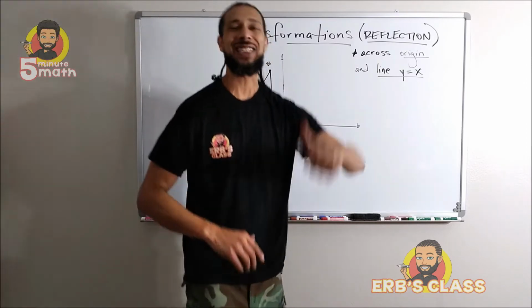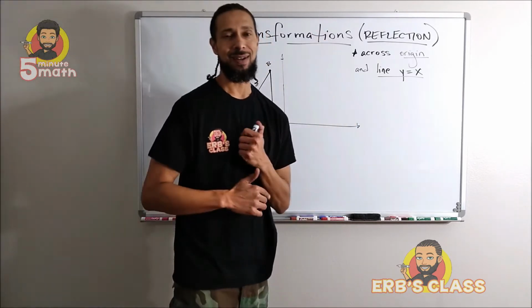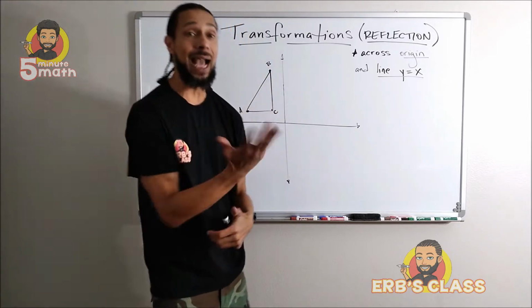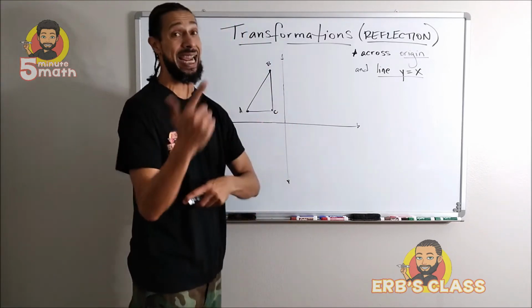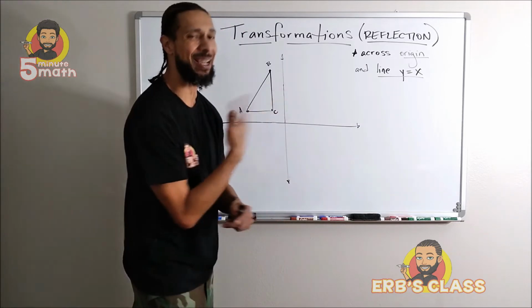Good. So I can show you some more about these reflections. Now, last time we talked about reflecting across axes. This time we're talking about reflecting across the origin and a different type of line, a diagonal line.